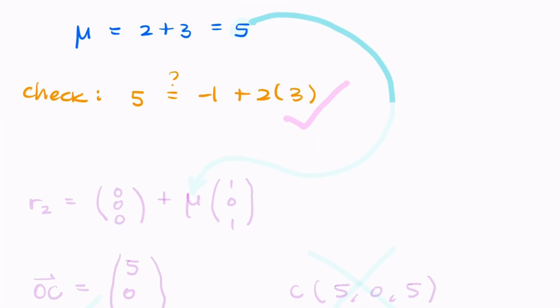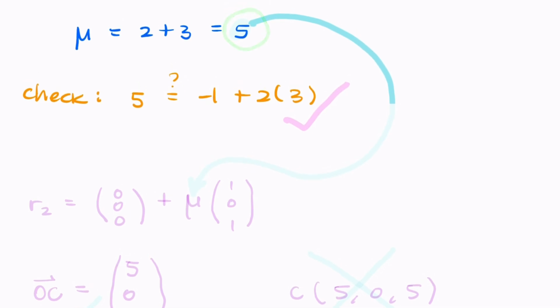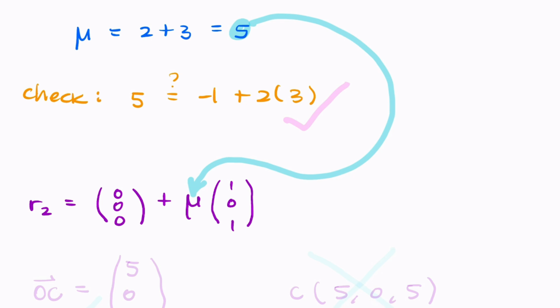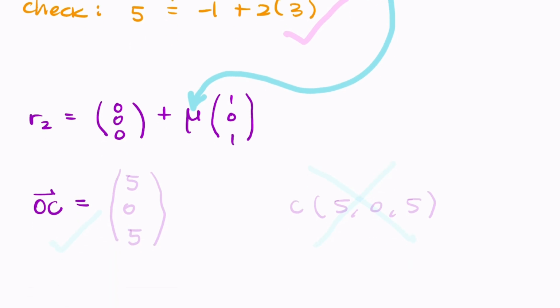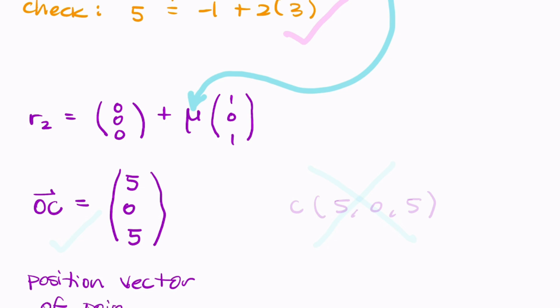So we can now find the coordinates of C using, let's say, R2, because it's easier, it's got the zeros in it. So if that's R2 and mu we found to be 5, we simply substitute 5 instead of mu. So the coordinates of C will be 5, 0, 5. So therefore, the coordinates of C would be 5, 0, 5.